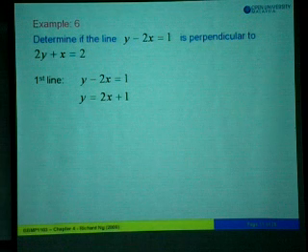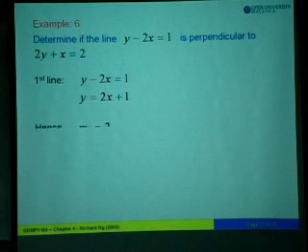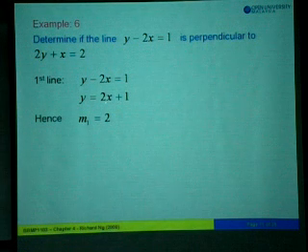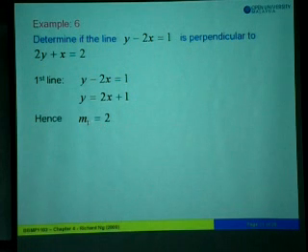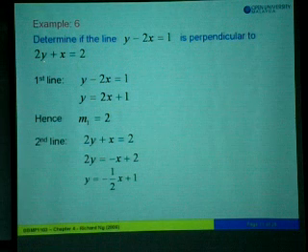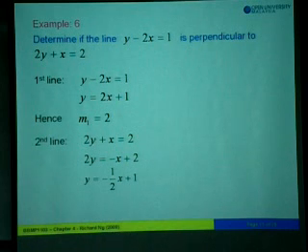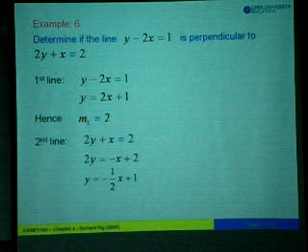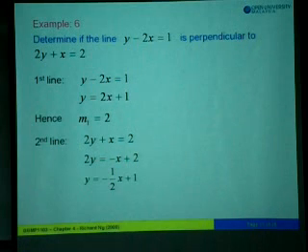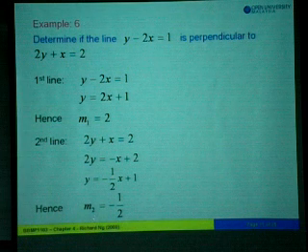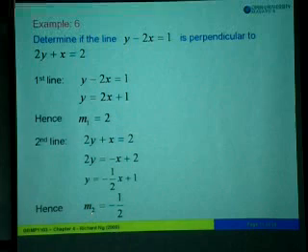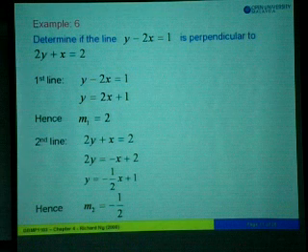So from here change to y equals mx plus c. Then we can say y equals 2x plus 1. So m will be equal to 2. Let's say this is m1. Then we will do the same for the second line. 2y plus x equals 2. Change to y equals mx plus c. So we will get y equals -1/2 x plus 1. So from here, the gradient will be equal to -1/2, or we say m2 equals -1/2.